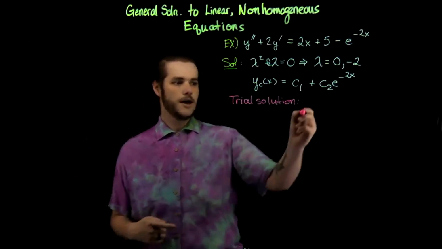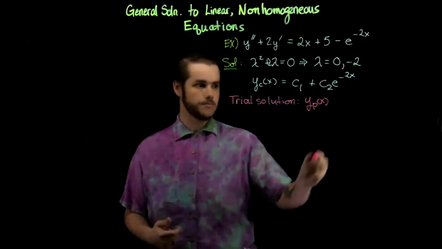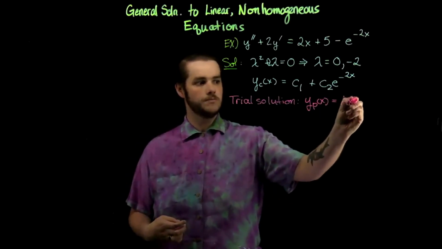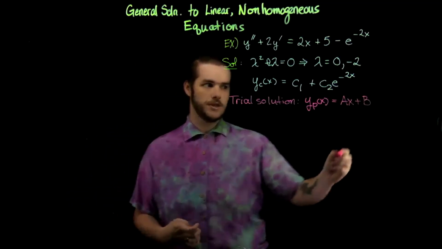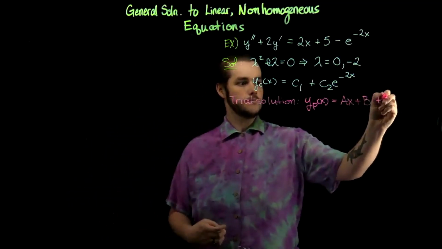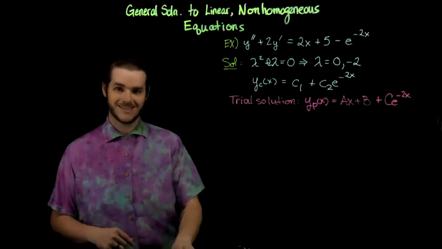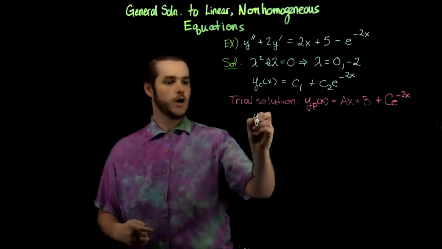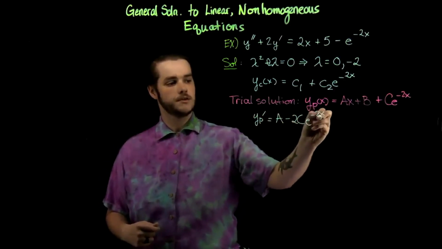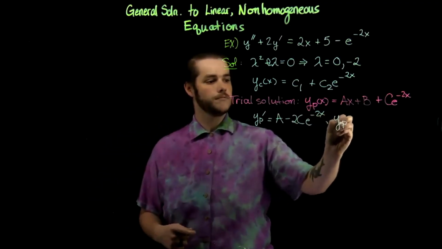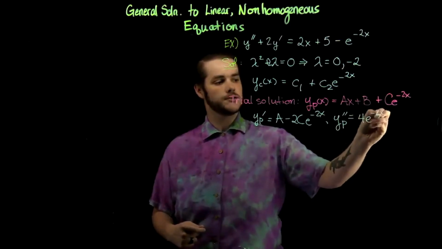Let's say I've got a linear polynomial showing up, so I think I've got a linear polynomial in my particular solution. I've also got this e^(-2x) showing up, so I also think that's part of the solution. Let's see what happens with this guess. I get that yp' is equal to a minus 2c e^(-2x), and yp'' is equal to 4c e^(-2x).